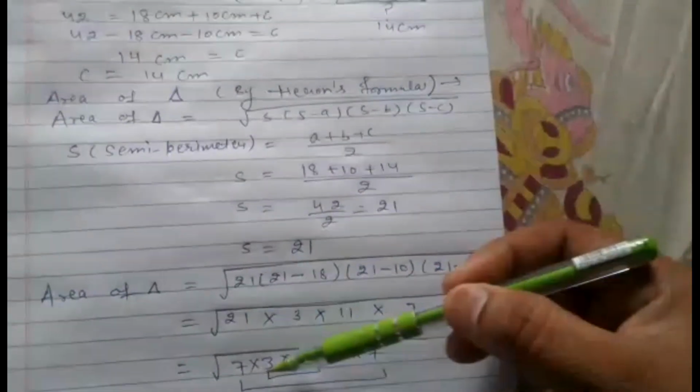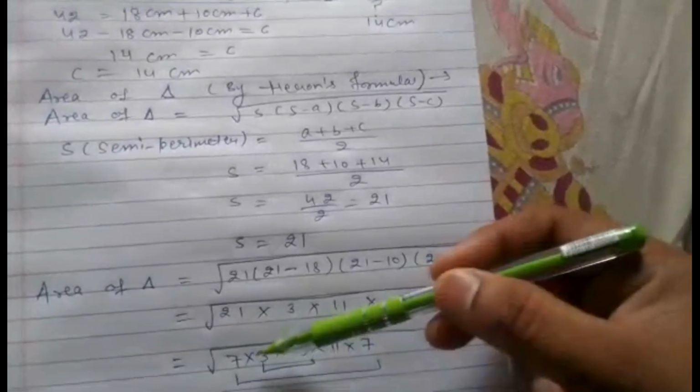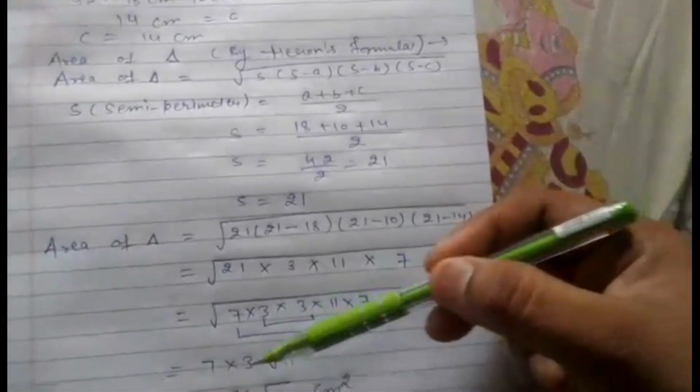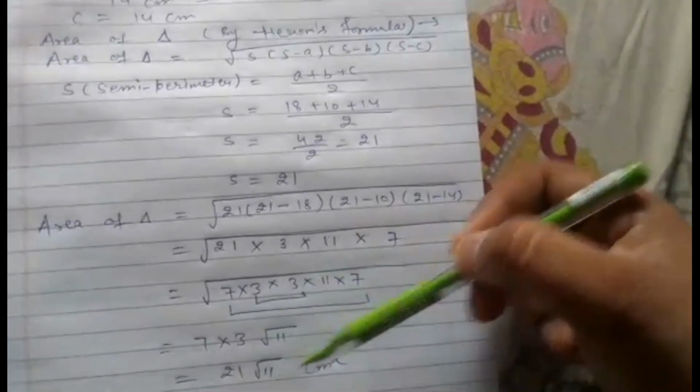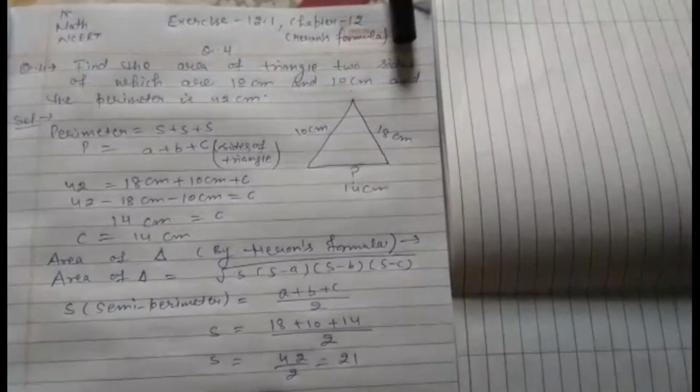Now 21 we can factorize: 7 times 3 is 21, and now we have a pair of 7 and a pair of 3, so one number we can take out from each pair. So this is our area. This is our question number 4, exercise 12.1.